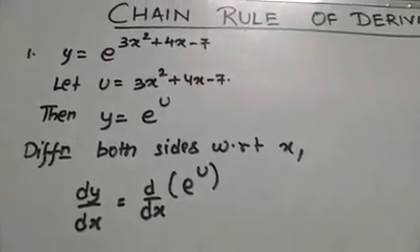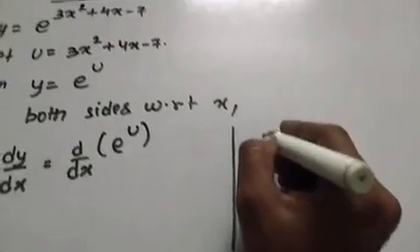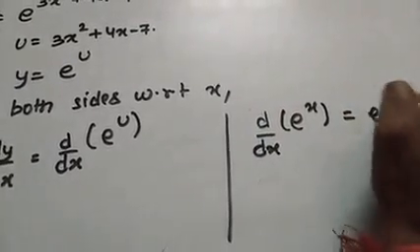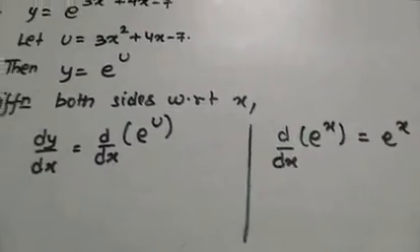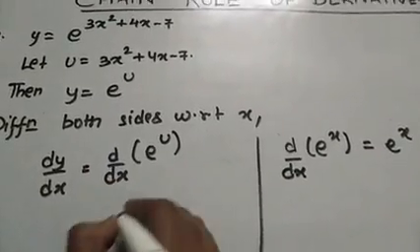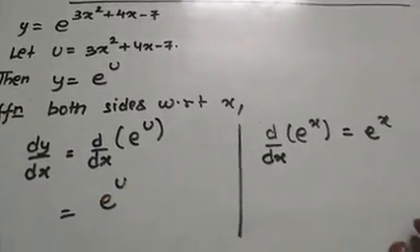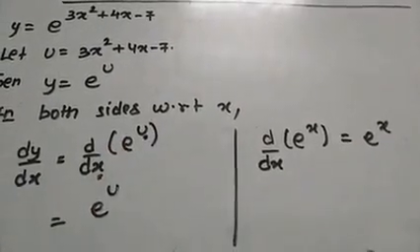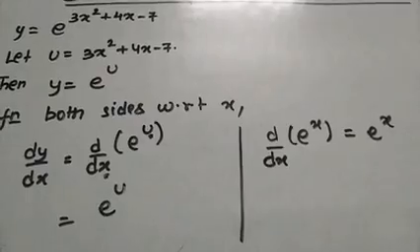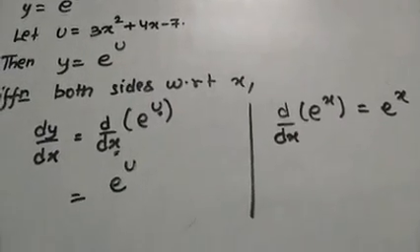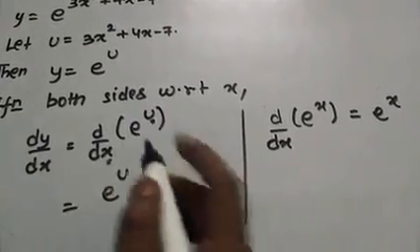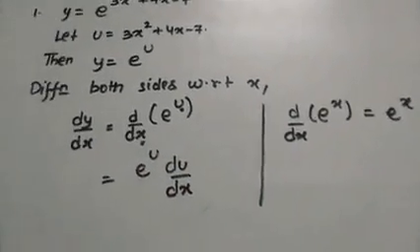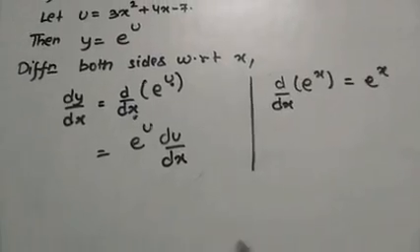Now what is d dx of e to the power u? We know that d dx of e to the power x is e to the power x. So similarly d dx of e to the power u will be e to the power u. But now again the same rule: this is x, this is u, these both are not the same. So as they are not the same, we have to further differentiate u with respect to x, that is du by dx. Now we are going to put the value of u.